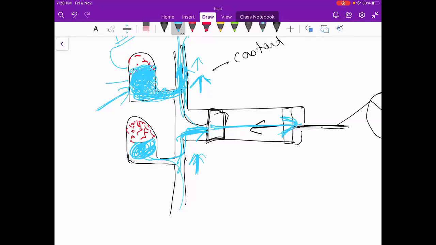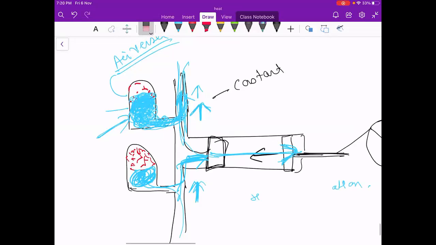So this phenomenon is used basically to reduce fluctuation. To reduce the fluctuation, we use this. It will help to reduce the fluctuation. It is known as the air vessel. This extra part is known as the air vessel and it is used to reduce fluctuation in flow rate.